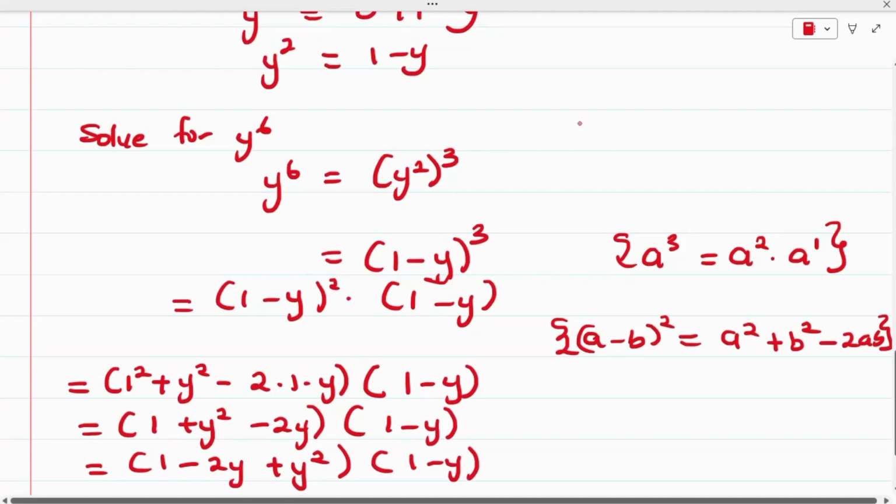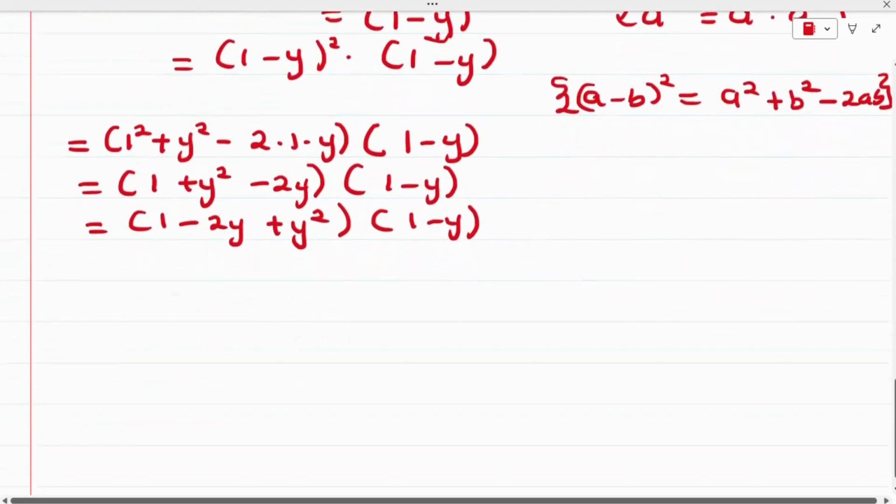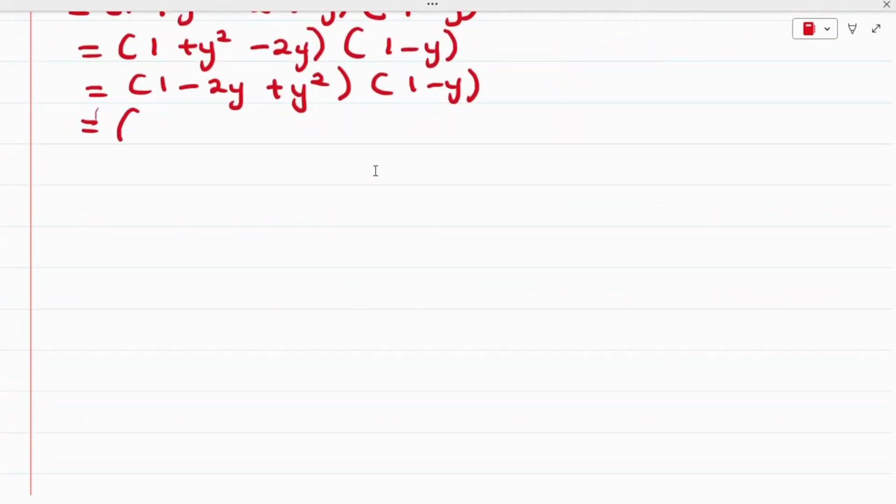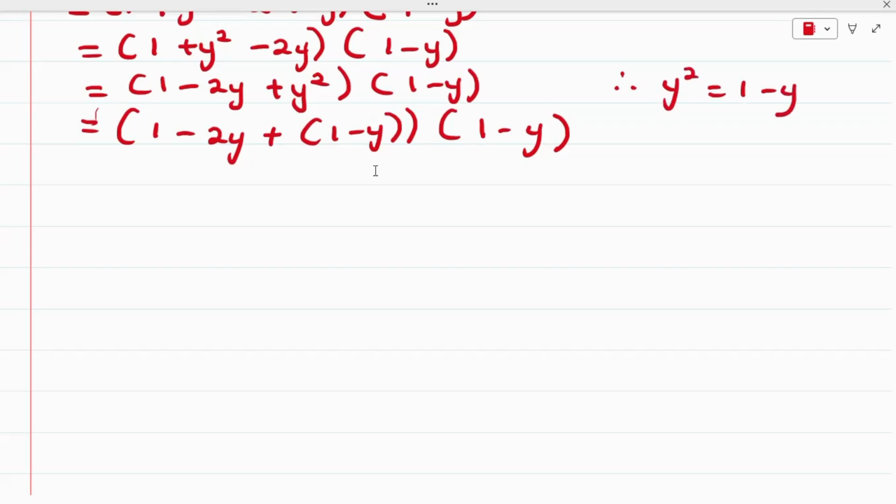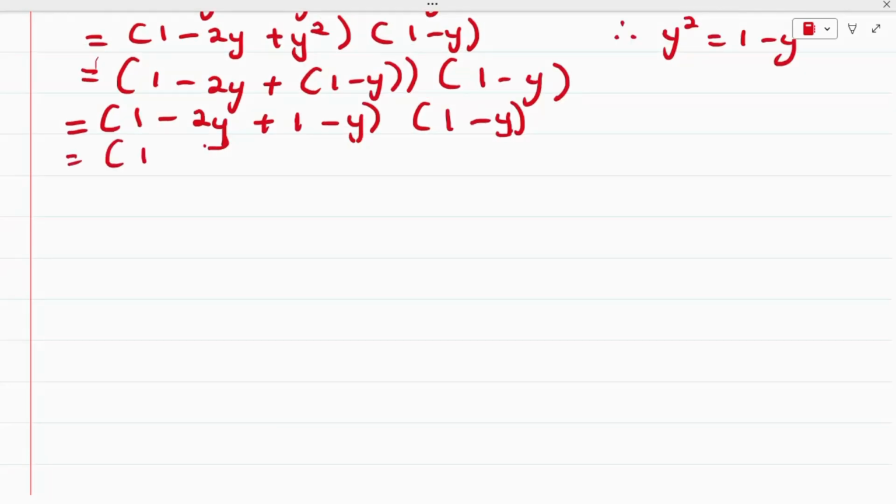Now I want to simply recall that y^2 is equal to 1 - y. So in place of y^2, we're going to put in 1 - y. So this is equal to 1 - 2y plus, in place of y^2, we put (1 - y), multiplied by (1 - y). So I'm just going to record that y^2 is equal to 1 - y. So take note of this. So this is equal to 1 - 2y + 1 - y, multiplied by (1 - y). So this is equal to (1 + 1 - 2y - y) multiplied by (1 - y).